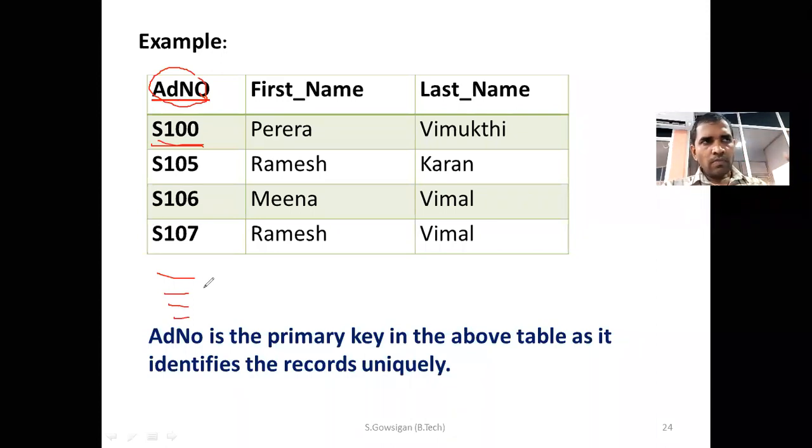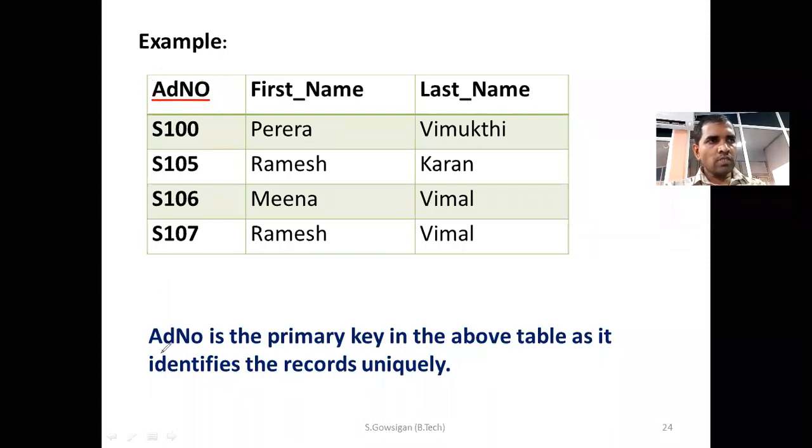And look here, this admission number doesn't have any null values. This admission number doesn't have any empty spaces. So it is the primary key, right? Admission number is the primary key. First name cannot be, even last name cannot be. Have you understood? This is the idea behind primary key.